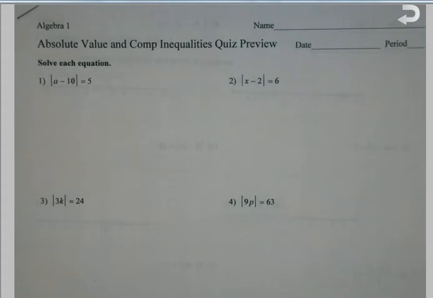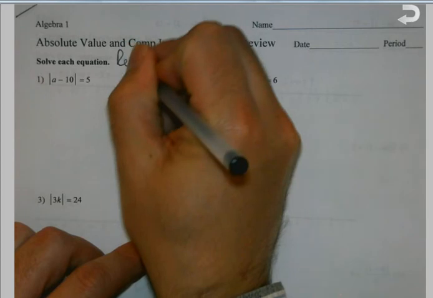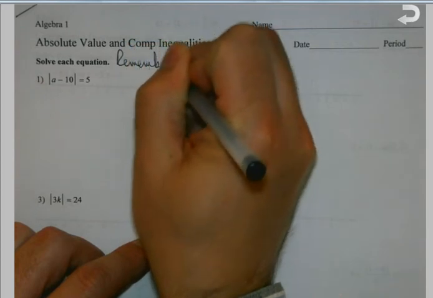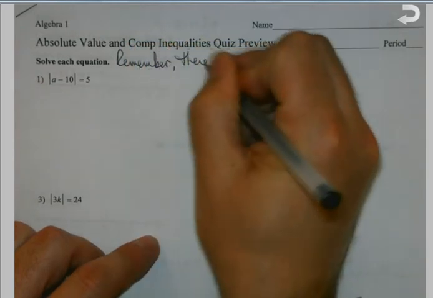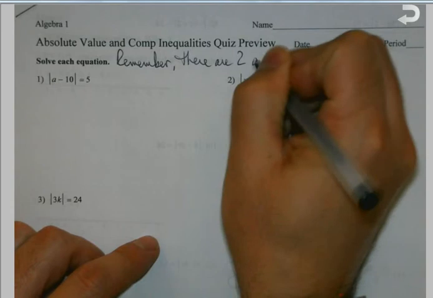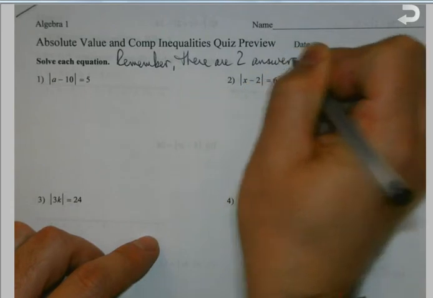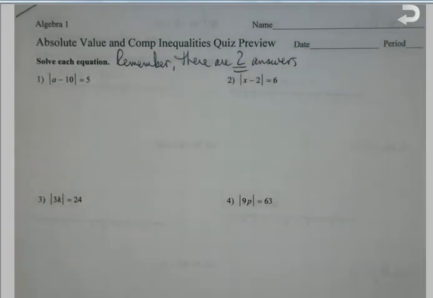So again, a couple of things to remember. Absolute value. Remember, with these, there are going to be two answers. You're like, well, wait a minute, it looks like an equation. Why is there going to be two answers? Because remember, the absolute value means I have both a positive and a negative half of this.